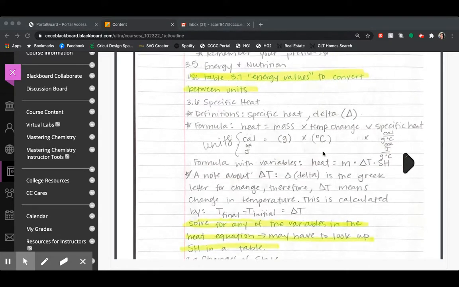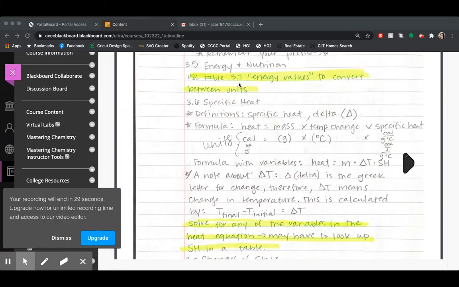Next is energy and nutrition. And there's a table in your book, it's table 3.7, and there are some energy values there, and you can use those to convert between the units. This section is really straightforward, don't overthink it. The examples tell you exactly what to do, and that's all you have to be able to do. It won't get more complicated than that.